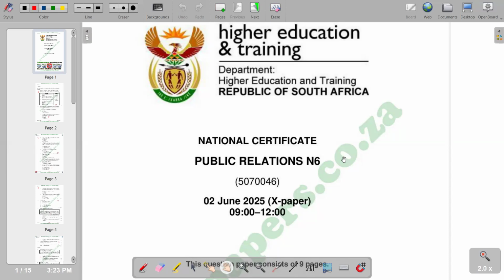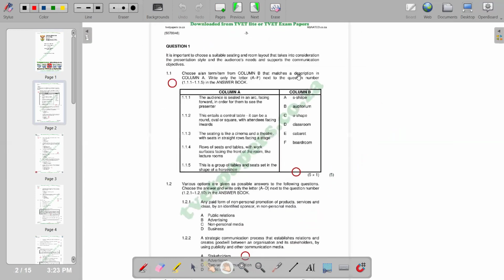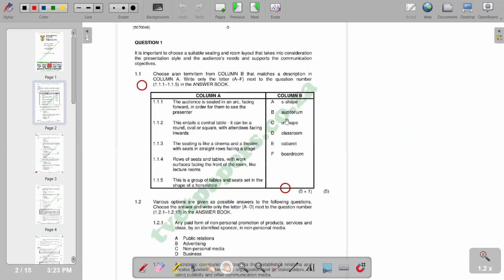So this week I want to look at the question paper of June 2025. So we are going to look at the first question that we have on that question paper. That is our question one.